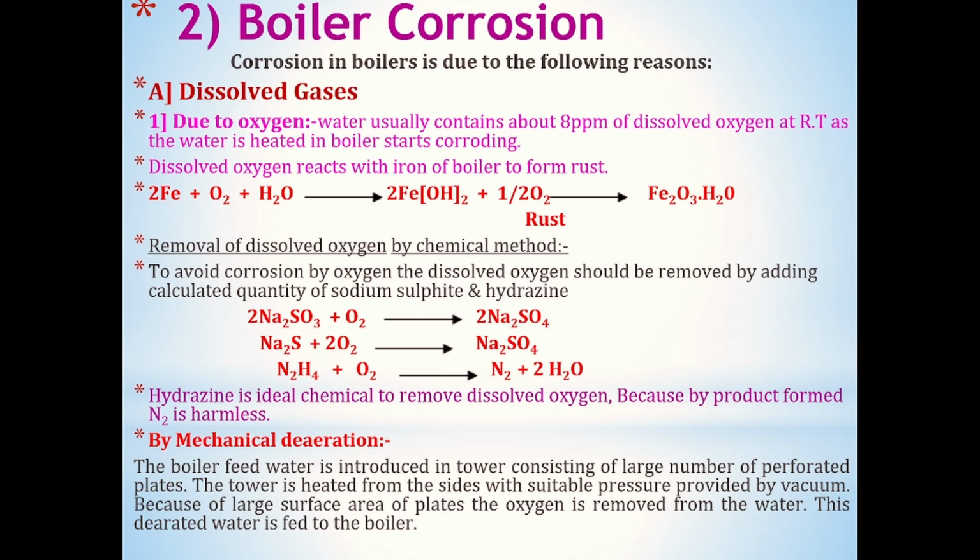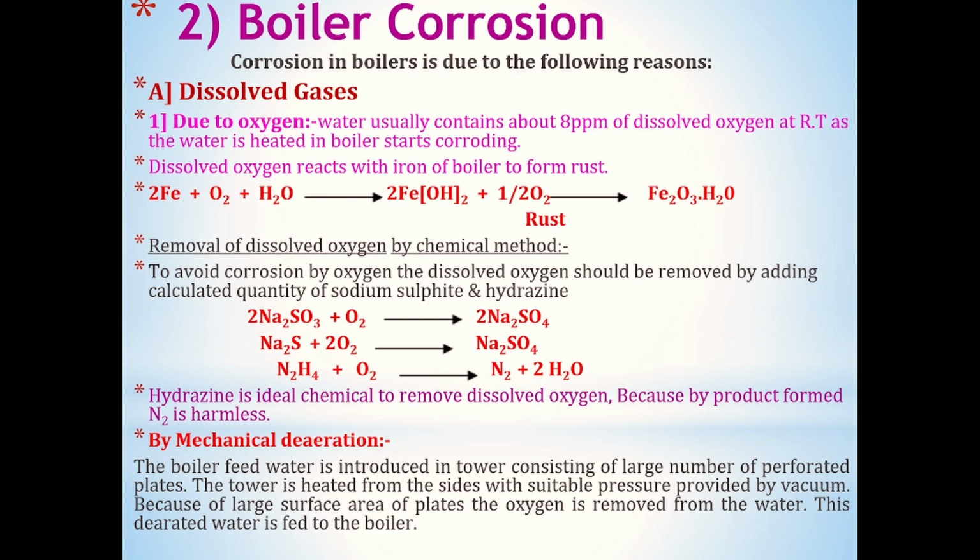So see here friends, the reaction is given here, and it indicates iron reacts with oxygen in the presence of water to form ferrous hydroxide, which in the presence of excess oxygen forms rust, that is Fe2O3·H2O. Now to avoid this corrosion, we have to remove the oxygen. So this is the preventive measure to avoid boiler corrosion due to oxygen.